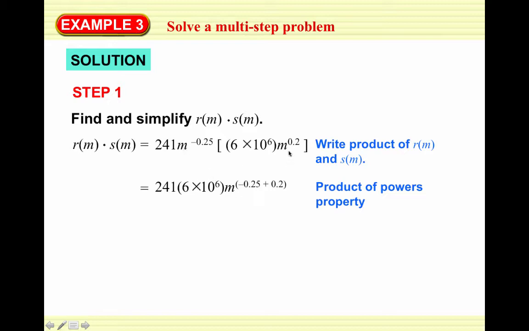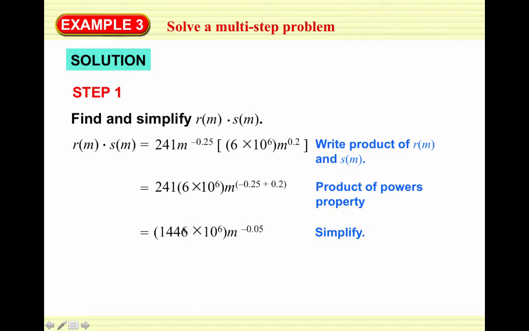And then we have the same base. And remember, when you multiply two power expressions with the same base, you add the exponents. So we're going to add negative 0.25 and 0.2. All right, so if we simplify, the way you simplify this coefficient is you just do 241 times 6 to get 1,446 times 10 to the 6th, M to the negative 0.05, because negative 0.25 plus 0.2 is negative 0.05.